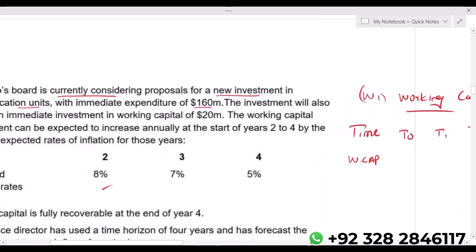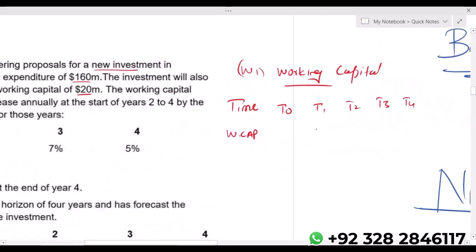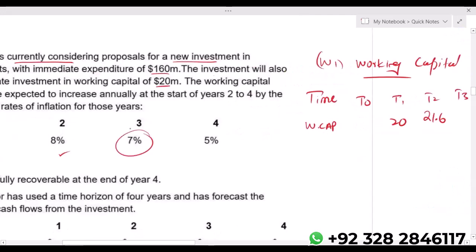Basically, we're going to invest immediately how much? 20 million. We're going to immediately invest 20 million. And then this 20 will be increasing in year 2 by 8%, then 7%, then 5%. If I increase this 20 by 8%, 20 into 1.08, I'm getting 21.6. Now multiply this 21.6 by 7%.